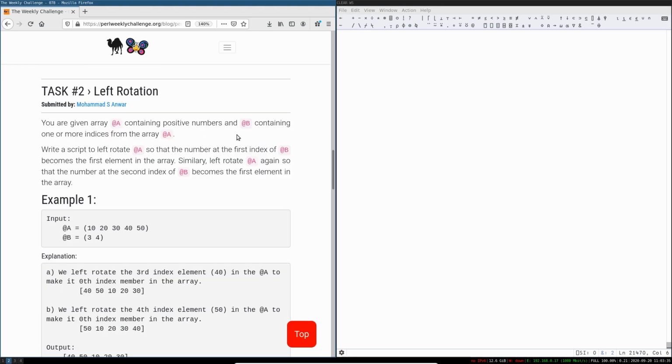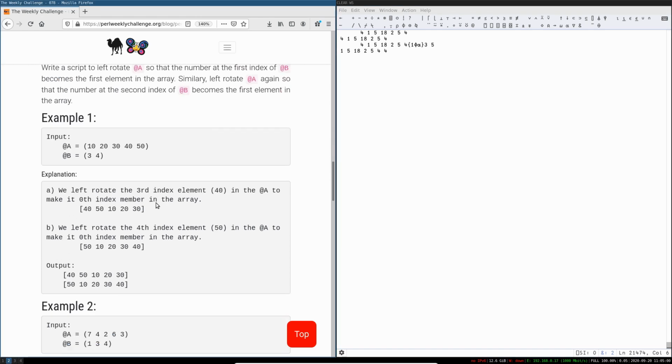An array A containing positive numbers, and B containing one or more indices from A. Rotate so that the number at the first index of B becomes the first element in the array. No, it's rotate, then left rotate A again. I'll look at the examples. It'll clarify so that the number at the second is the first element. We can go with their examples. 10 times 0 to 5, and 3, 4.